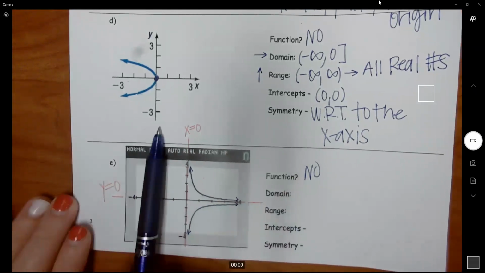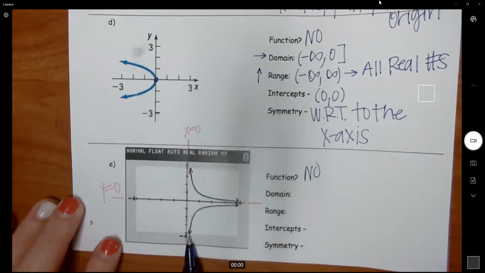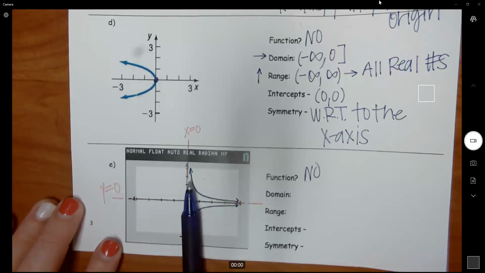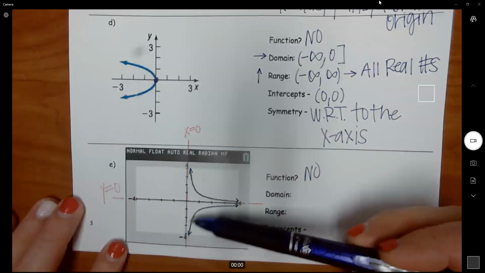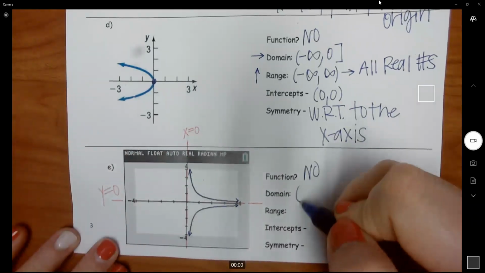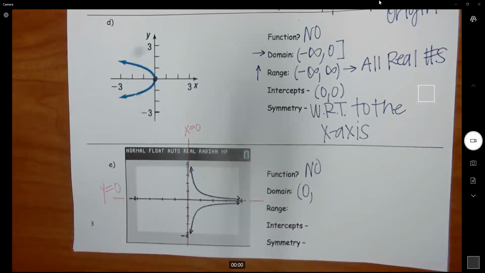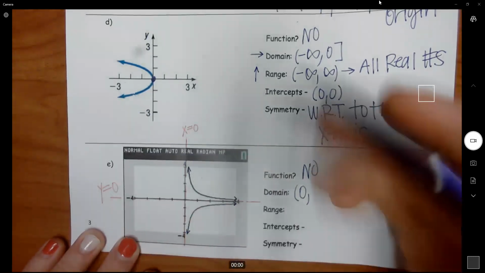So my domain here, when I'm going from left to right, the first thing that I hit are these arrows. But that is not infinity. Because as I said, this is going to keep going up. This is going to keep going down. It's going to get close to 0, but never actually touch it. So your domain here is 0. But then on these, when I hit these arrows for the last time, these are infinity.